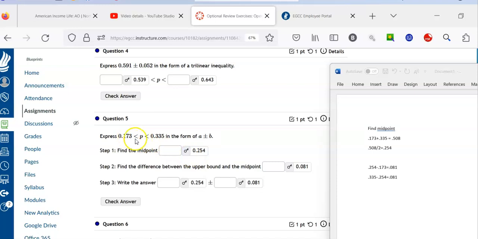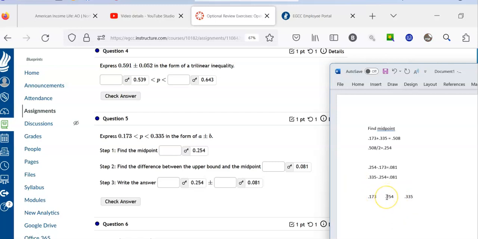So now, think of the P, the midpoint there, as 0.254. So 0.173 is less than 0.254, which is less than 0.335. That's the middle of the point. Actually, I'll type that in here real quick. So it goes 0.173, that's the left, and then the midpoint is 0.254, and then the upper is 0.335. That'll look a little better. So there it is, the lower, the midpoint, and the upper.